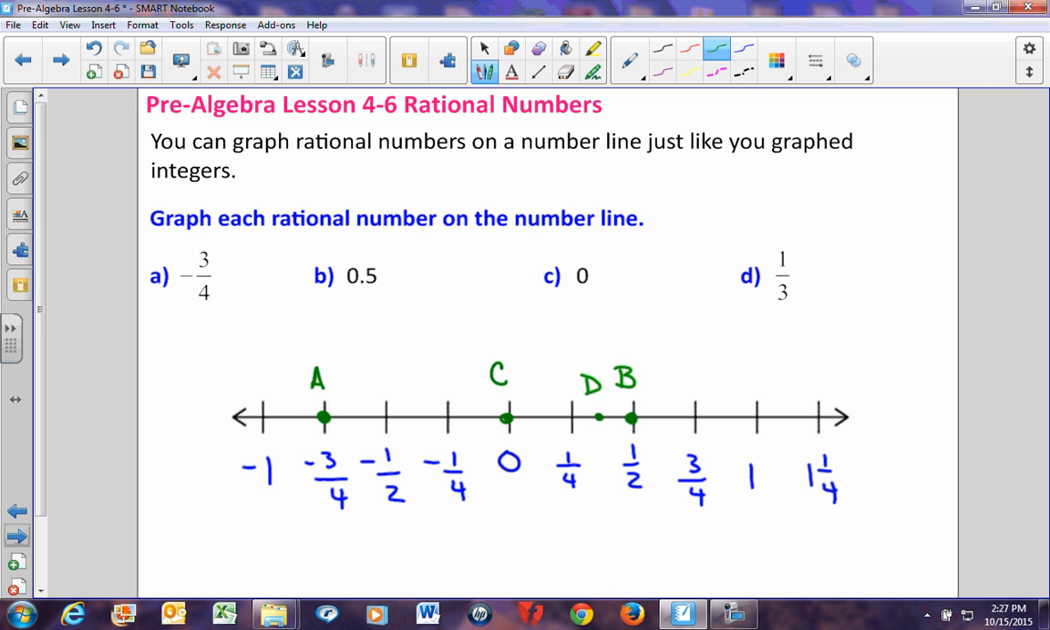Nice and neat. Now, if I wanted to put them in order, all I'd have to do is read my number line. If I read my number line, I now know that negative 3/4 comes first, then 0, then 1/3, and then 1/2. So if I wanted to put them in order, I can put them on a number line. You can do that very simply.